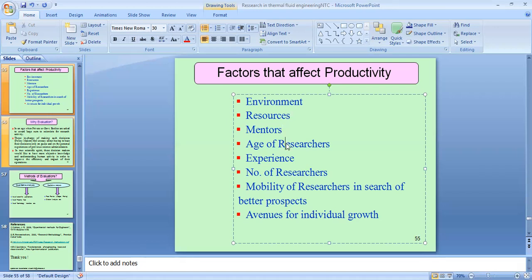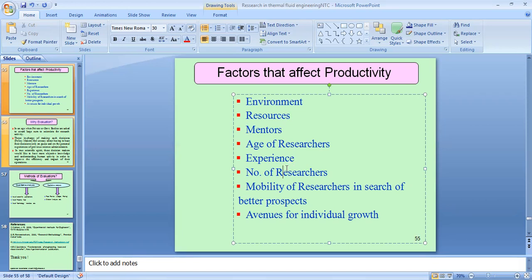Then the age of the researcher matters. Young people will be more dynamic and interested. Aged people, in spite of having good experience, may be slow. Also, experience matters in doing research. Sometimes, with inexperience, a person can cross the limit and achieve better things. Sometimes experience may be negative and give you a particular feeling about a particular area.